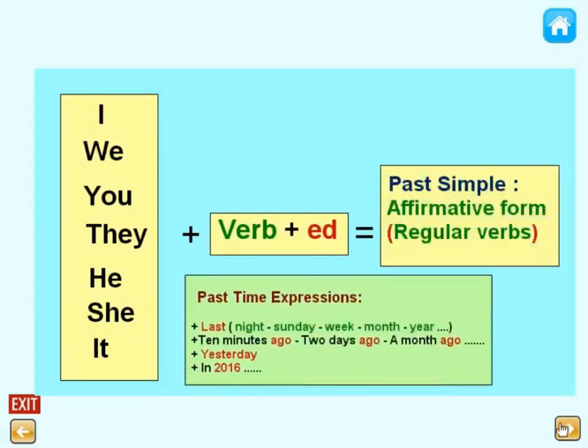Concerning past time expressions, they could be last night, last Sunday, last week, last month, last year, etc. They could be 10 minutes ago, 2 days ago, a month ago, etc. They could be also yesterday, in 2016, etc.